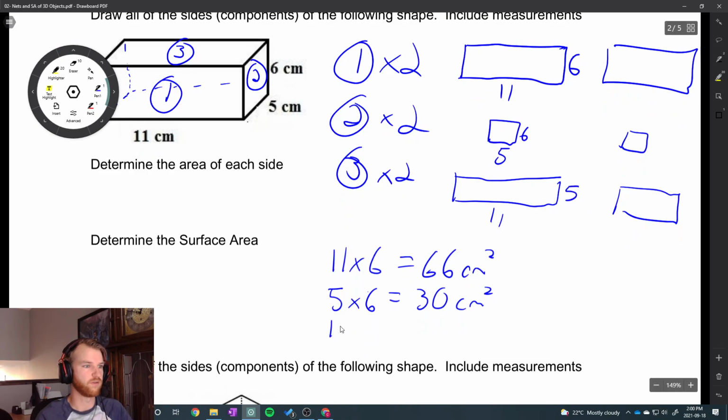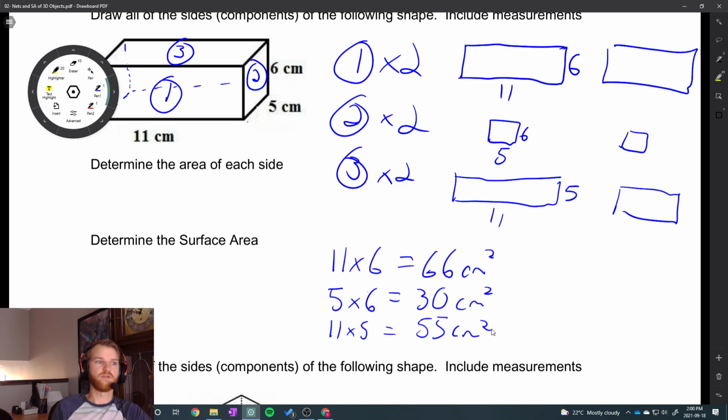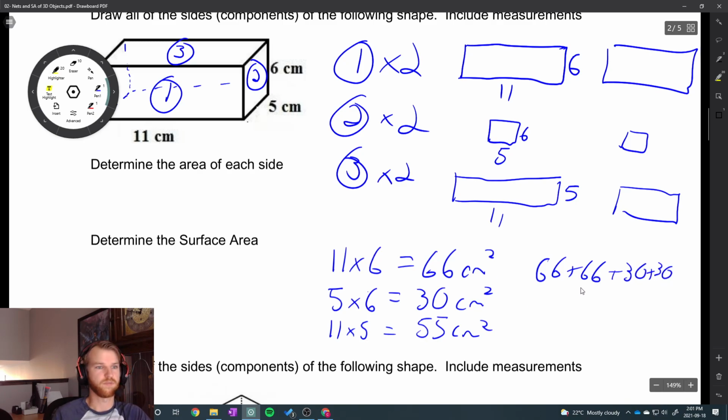So the area of the top is 11 times 5 is 55 centimeters squared. Now if I want to find out the area of the entire thing, I'm going to need to add these together, and I'm going to need 2 of each of these. So it'd be like 66 plus another 66 for the front and the back, and then plus 30 plus 30. That's the 2 sides.